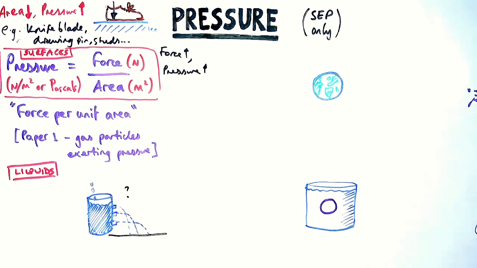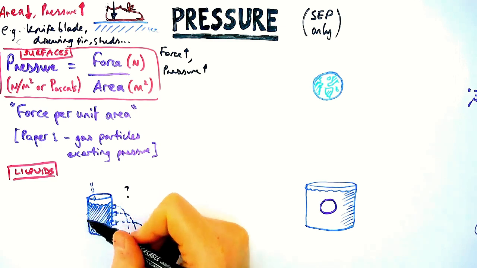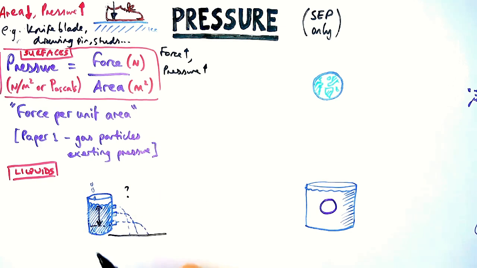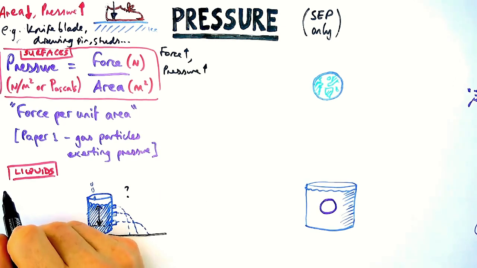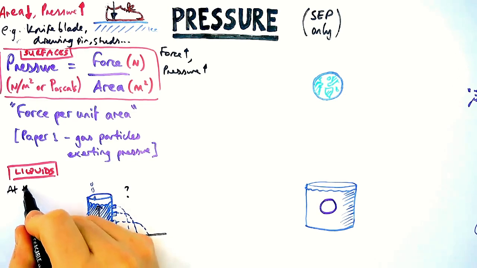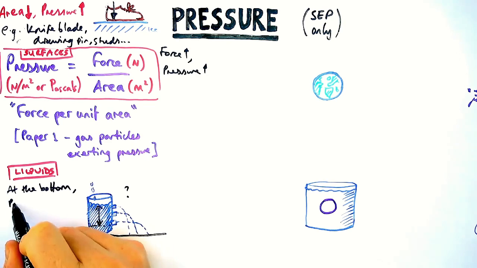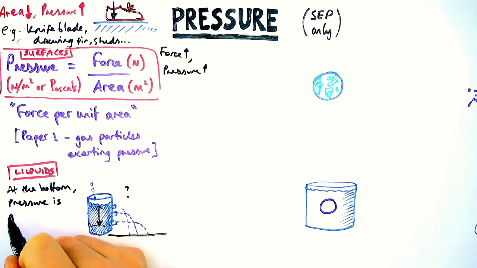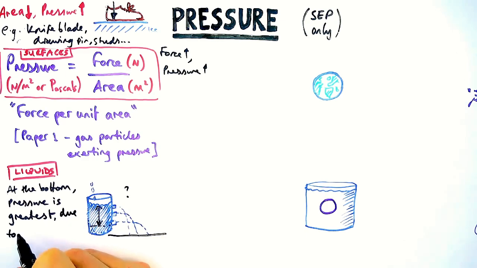So you might be able to figure out the water is going to come the furthest out of the bottom spout. So why is that? Now, at the bottom, it has the biggest amount of water, the largest volume of water above it, which is going to be really important to explaining why the water comes rushing out fastest there. So at the bottom, we say the pressure is greatest.